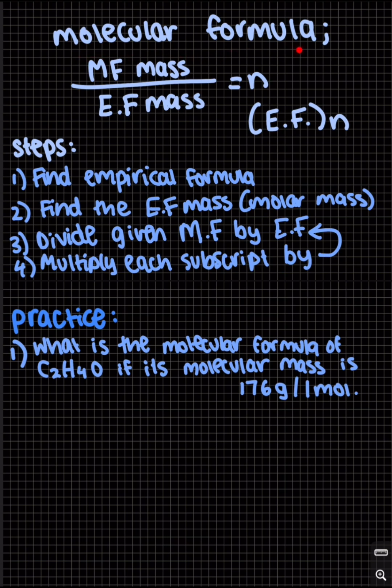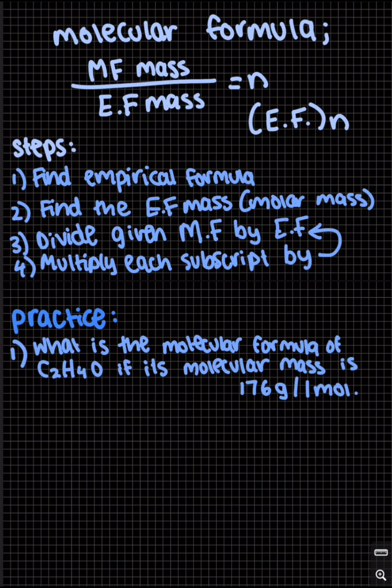So the way that you find the molecular formula is the molecular formula mass, which should always be given to you, divided by the empirical formula mass, and that is equal to a number. That number could be 2, 3, 5, 8, I don't know. You apply that number to your empirical formula and multiply it to the subscripts of the empirical formula to find the molecular formula.